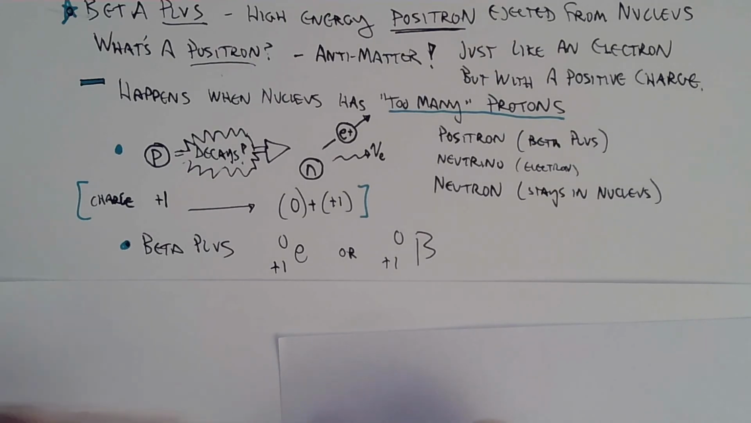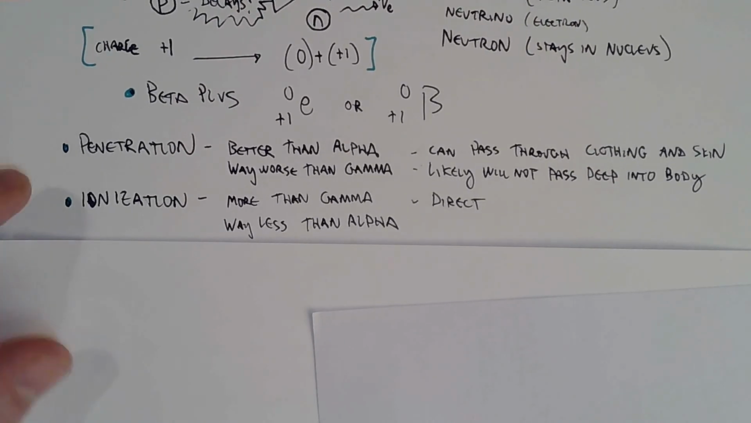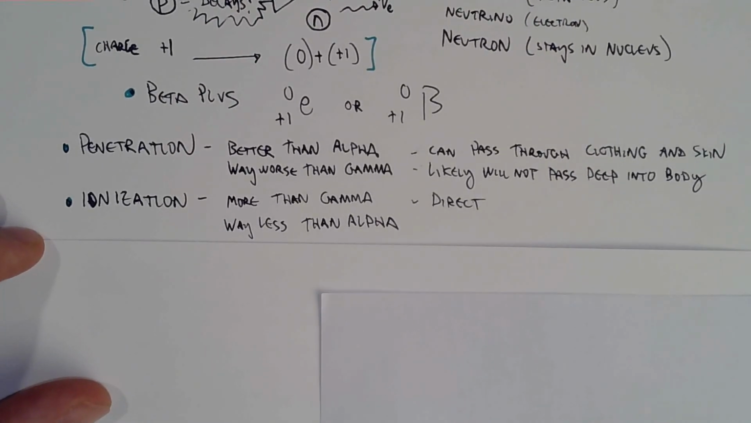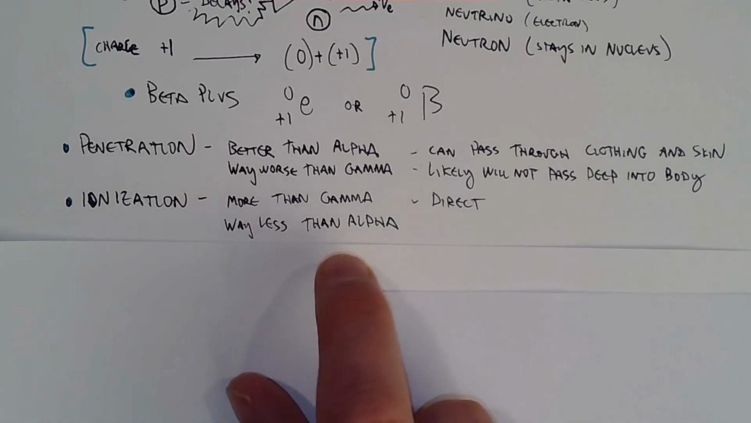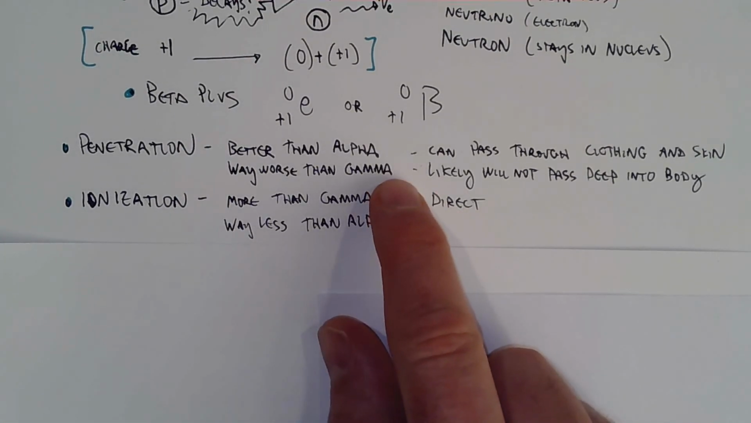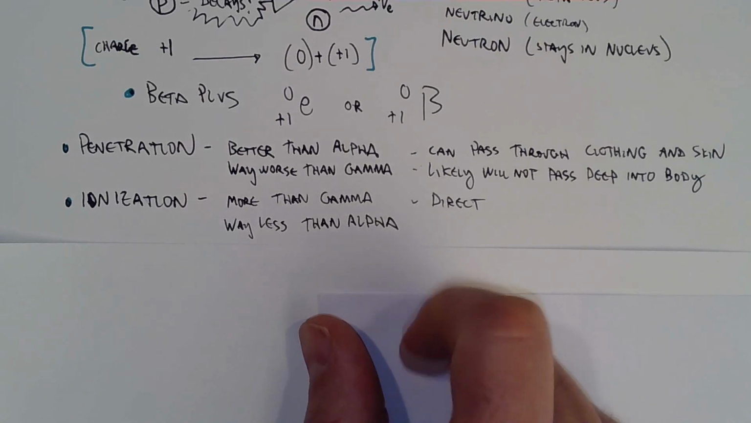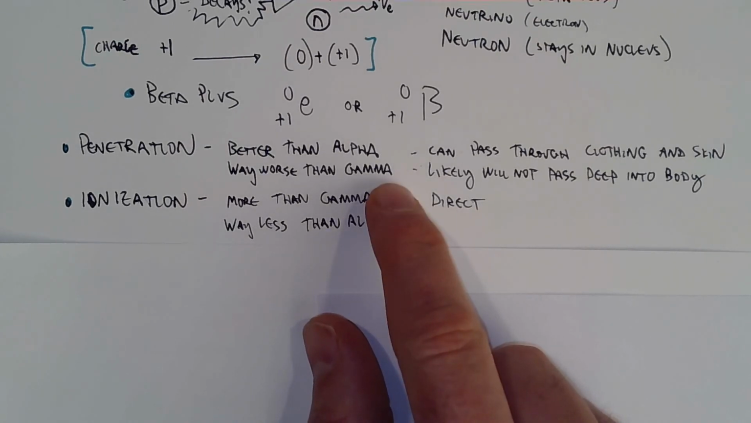Okay, beta is weird. There's absolutely no doubt about it. It is a weird particle, and it kind of sits in the middle of what we talked about as far as the properties of the radiation. As far as its ability to penetrate, it is better than the alpha particle. It will go through paper. It can be stopped by aluminum, but it definitely is way worse than gamma.